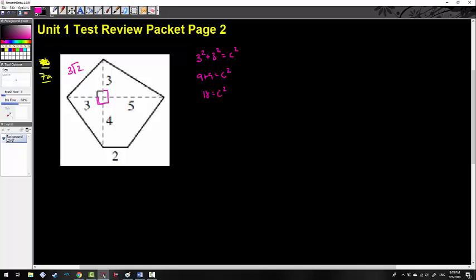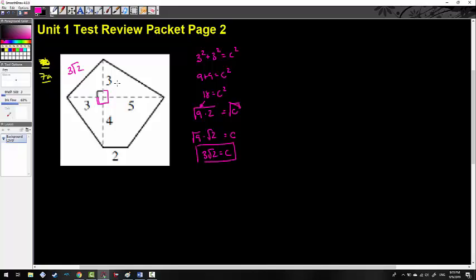18 equals c squared. And this can break up into 9 times 2 equals c squared. I'm going to square root both sides, so those guys are going to cancel each other out. I get c equals the square root of 9 times the square root of 2, which is the same thing as the square roots individually. So I end up with 3 rad 2 all the same. Okay, so far so good.